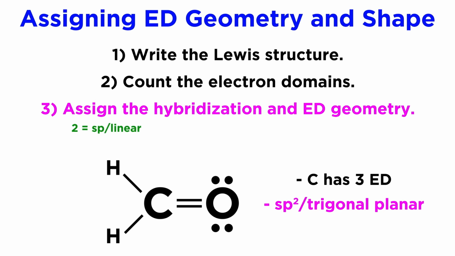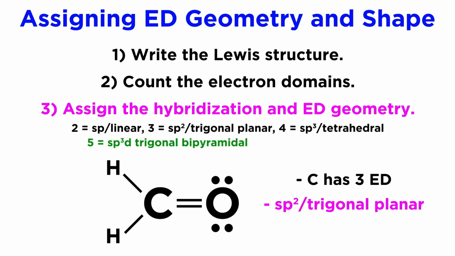2 is sp hybridized and linear. 3 is sp2 hybridized and trigonal planar. 4 is sp3 hybridized and tetrahedral. 5 is sp3d hybridized and trigonal bipyramidal. And 6 is sp3d2 hybridized and octahedral.